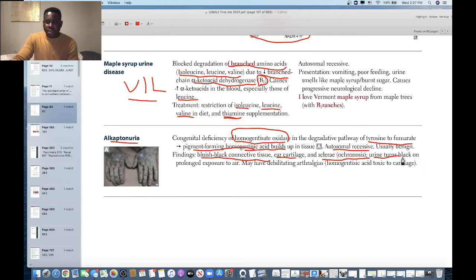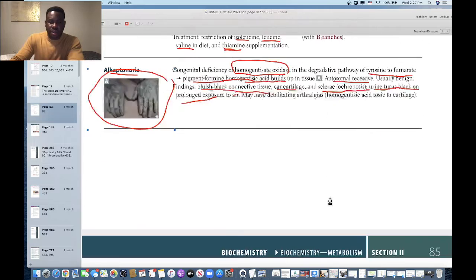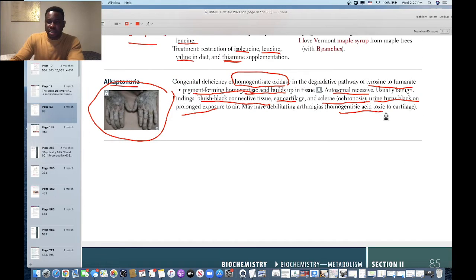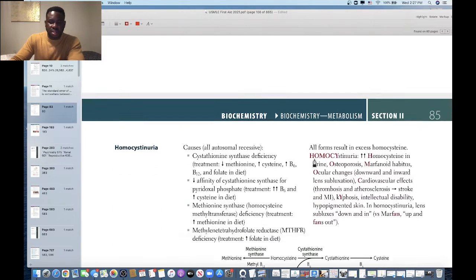even. Urine turns black on standing. So they'll tell you a mother changed the daughter's diapers, and then the following morning she saw that the diapers turned black, and it is due to Alkaptonuria. And look at this person's hands, Alkaptonuria. The image is very high yield, so take note. Yeah, and they said homogentisic acid is toxic to the cartilage, so it destroys the cartilages.